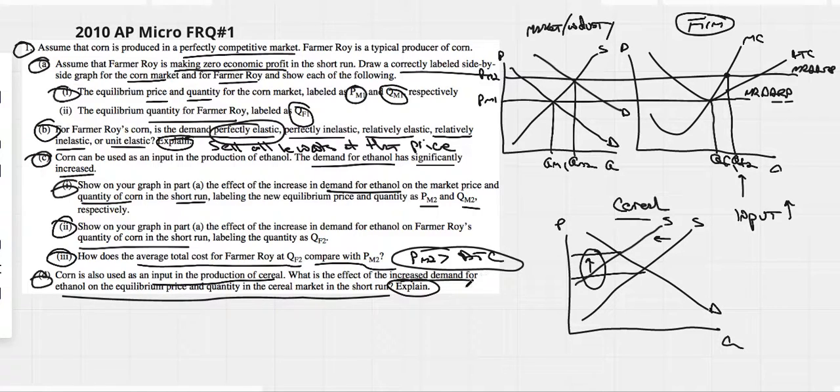So what is the effect of the increased demand for ethanol on the equilibrium price and quantity in the cereal market? We could simply say that price would increase and quantity would go down in the cereal market. That should make sense, right? Obviously, if the input price, the corn price, goes up, they're going to make less cereal.